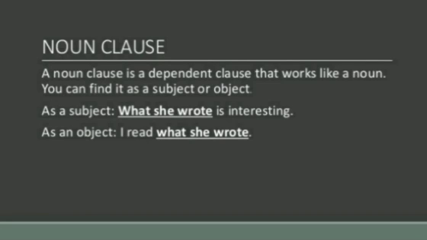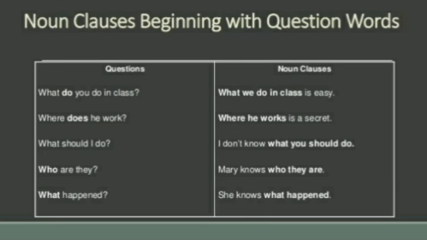Then we have noun clauses. A noun clause is a dependent clause that works like a noun. You can find it as a subject or object. As a subject: What she wrote is interesting. And as an object: I read what she wrote. Now look at some examples.